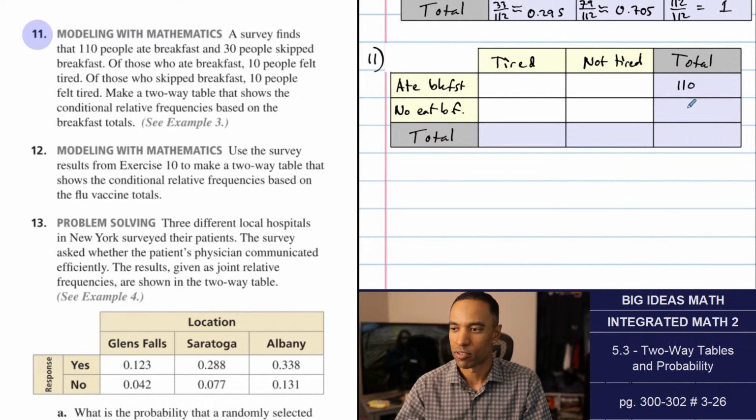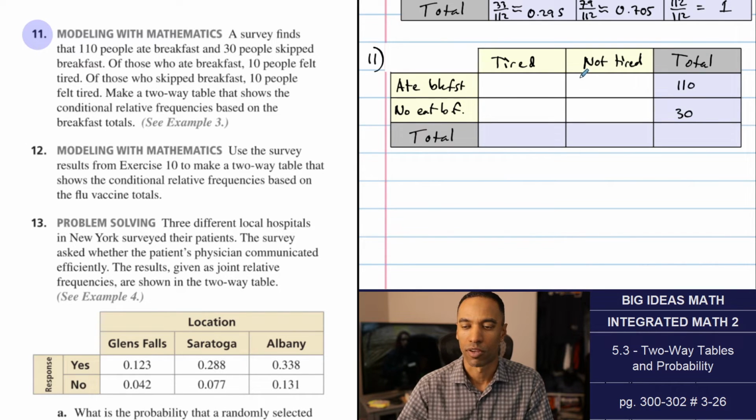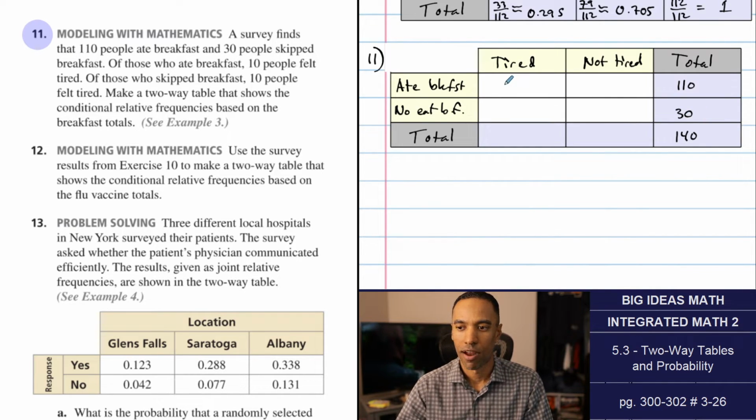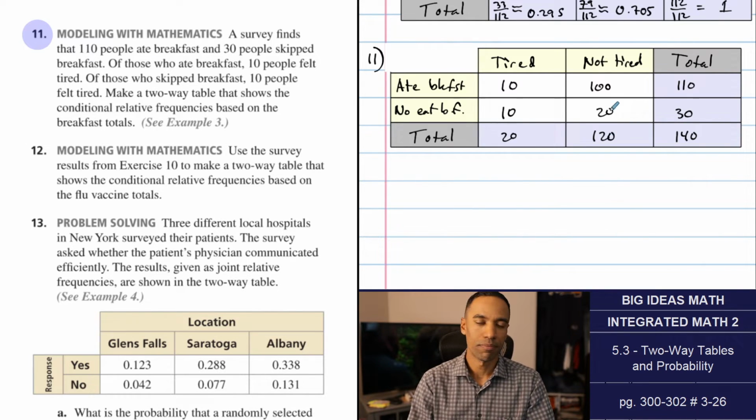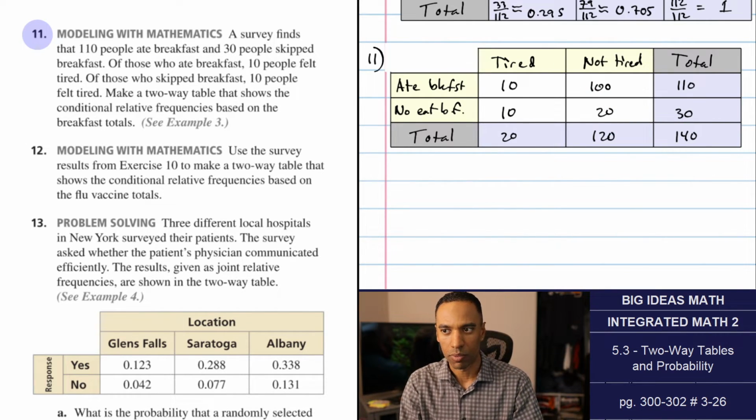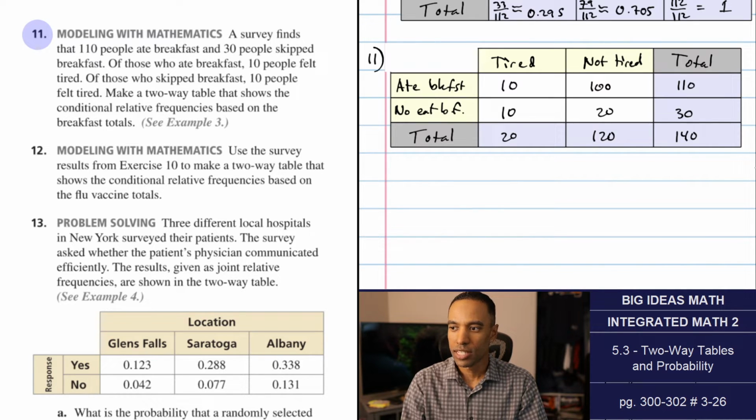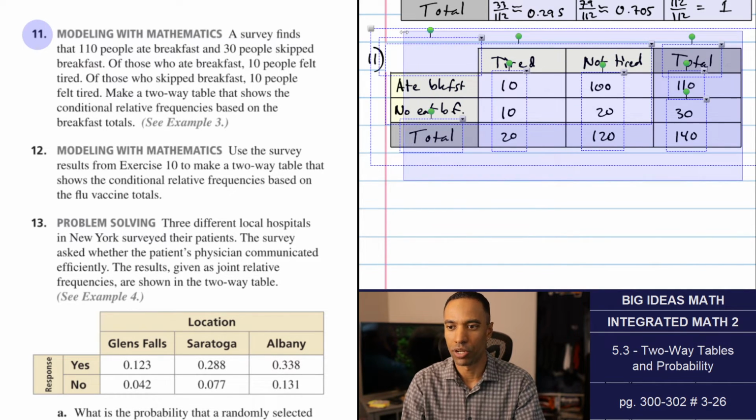30 skipped breakfast. No, eats breakfast. That's a total of 140. 10 people felt tired after eating breakfast. 10 people felt tired who skipped breakfast. 20 total there. And this would be 100, and this would be 20, and this would be 120, and those add to 140 as well. So that's the regular two-way table, right? Let's take that one and let's start doing conditional frequencies.